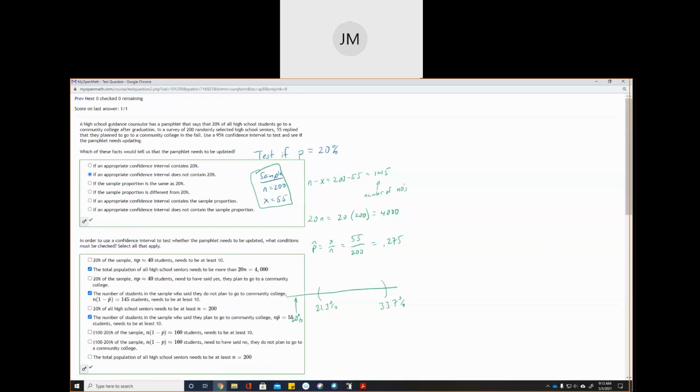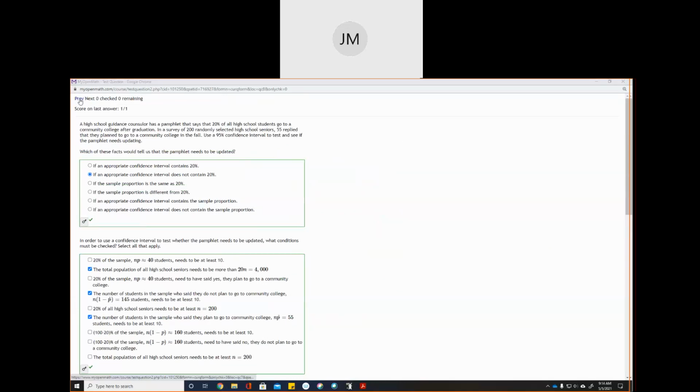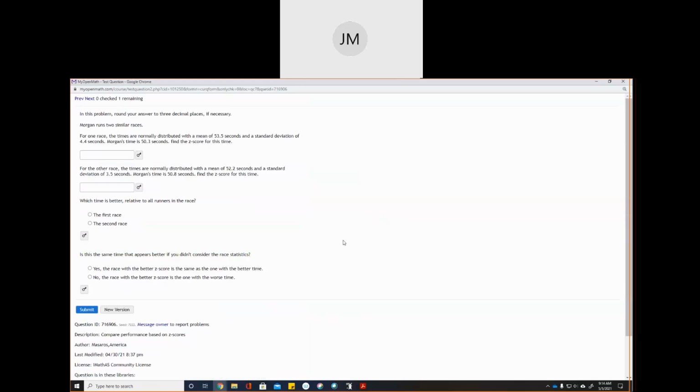Any questions over that one? All right, so let's flip back to question 7 here. This one has to do with z-scores, and we have to be really careful about wording here. Morgan runs 2 similar races. For one race, let's just write this information down as we go.